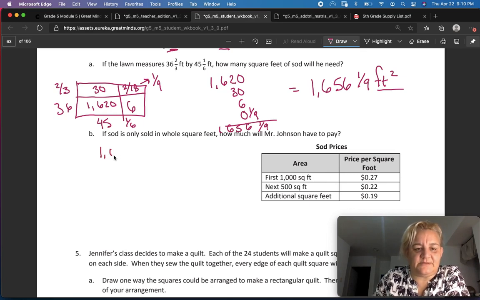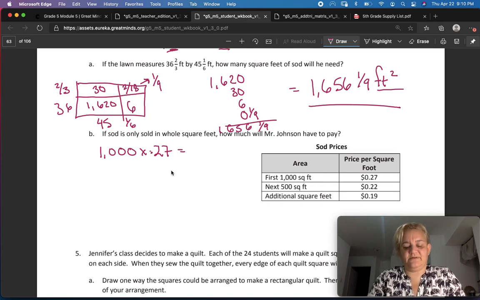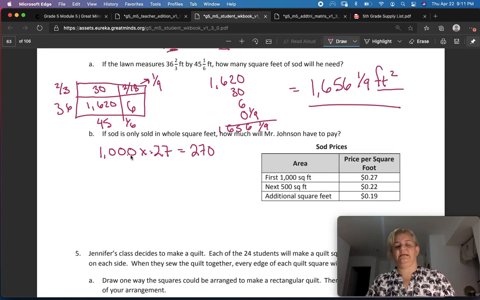So 1,000 times, and this is our number, 27 cents equals, you know how to do this, remember? You just move the decimals over. Okay, we get 270. So there's 2 decimals there. 27 times 1 is 27, and 1, and then 2 spots. So it goes, all right. Next one.